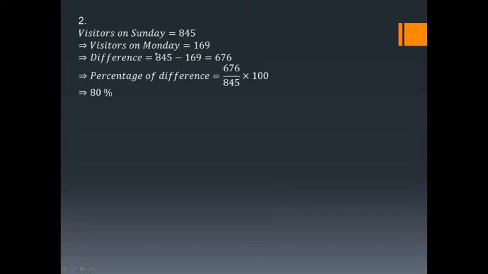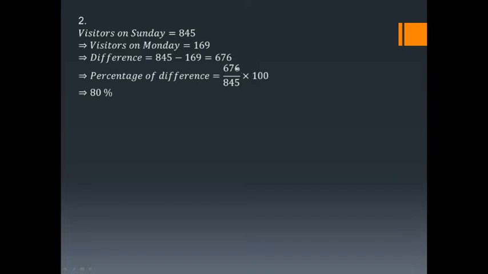845 visitors are there. And on the next day, that is on Monday, that is the working day, the number of visitors decreased to 169. Then we are supposed to find out the percentage of the difference, their decrease in number. So first of all, we have to find out how many visitors did not come again on Monday. That means you have to subtract 169 from 845, then you will get 676.